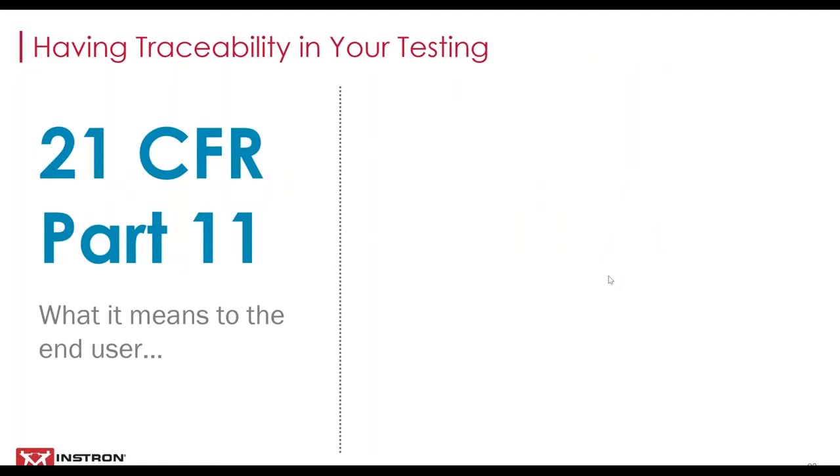So we just talked about some simple and effective ways to protect data integrity in the software. And now I'd like to discuss having traceability in your testing. So a lot of you on the call are probably familiar with this FDA standard, FDA 21 CFR Part 11. And this can be an intimidating standard at times, but what it boils down to is really pretty simple.